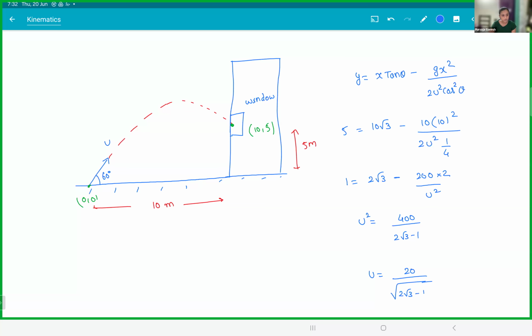How do we give the answer in terms of r? Okay, r is the half range, u square sine 2 theta by g. The answer will be options in terms of r.